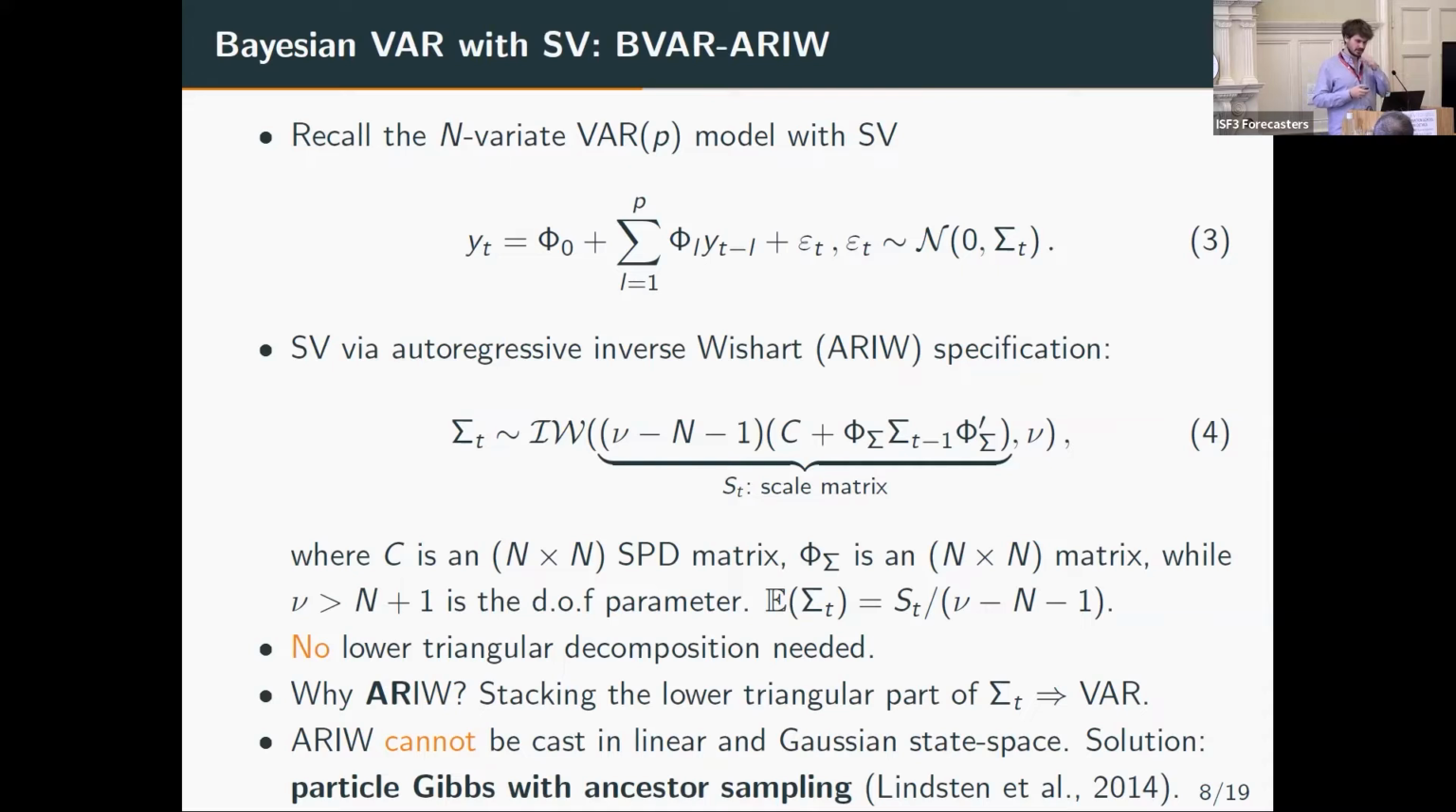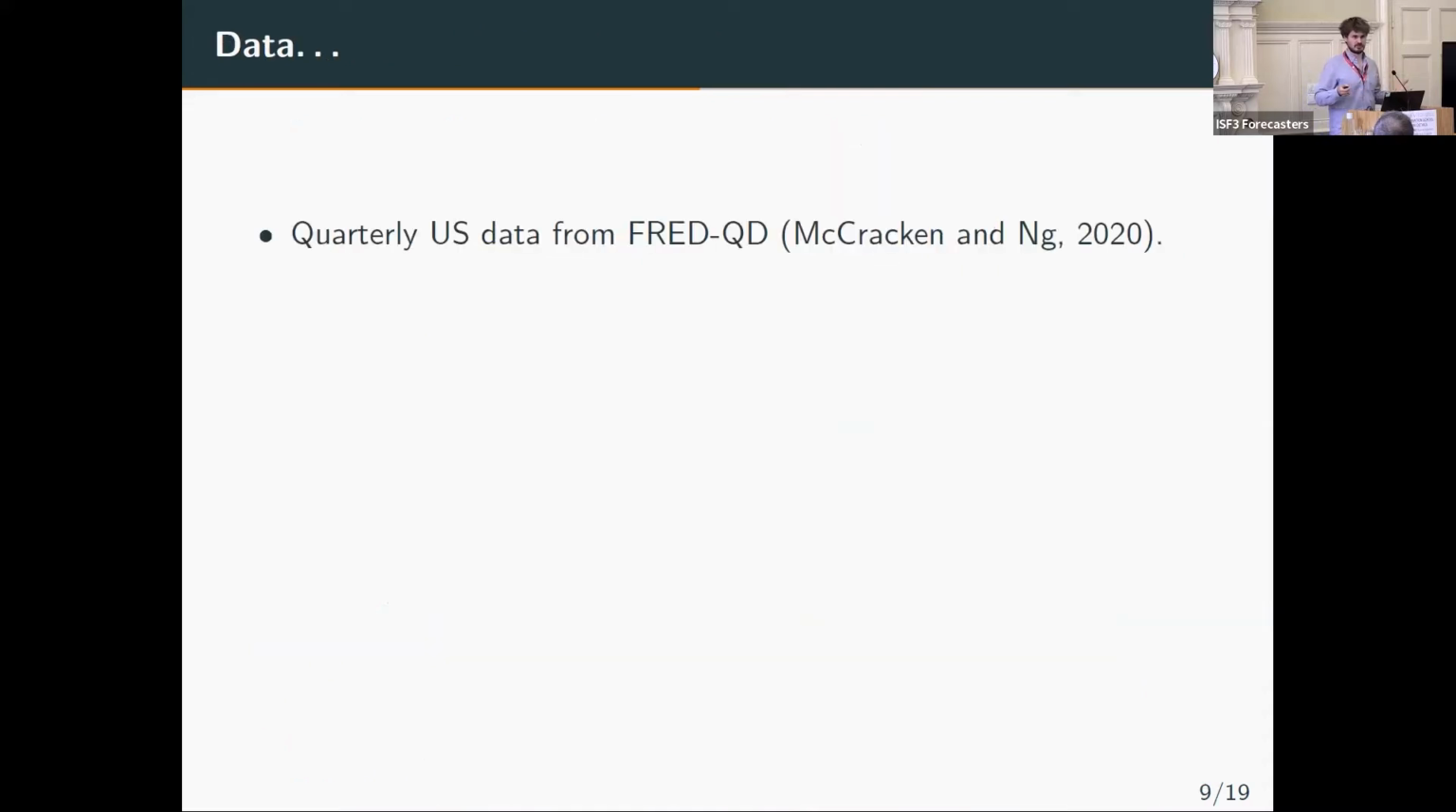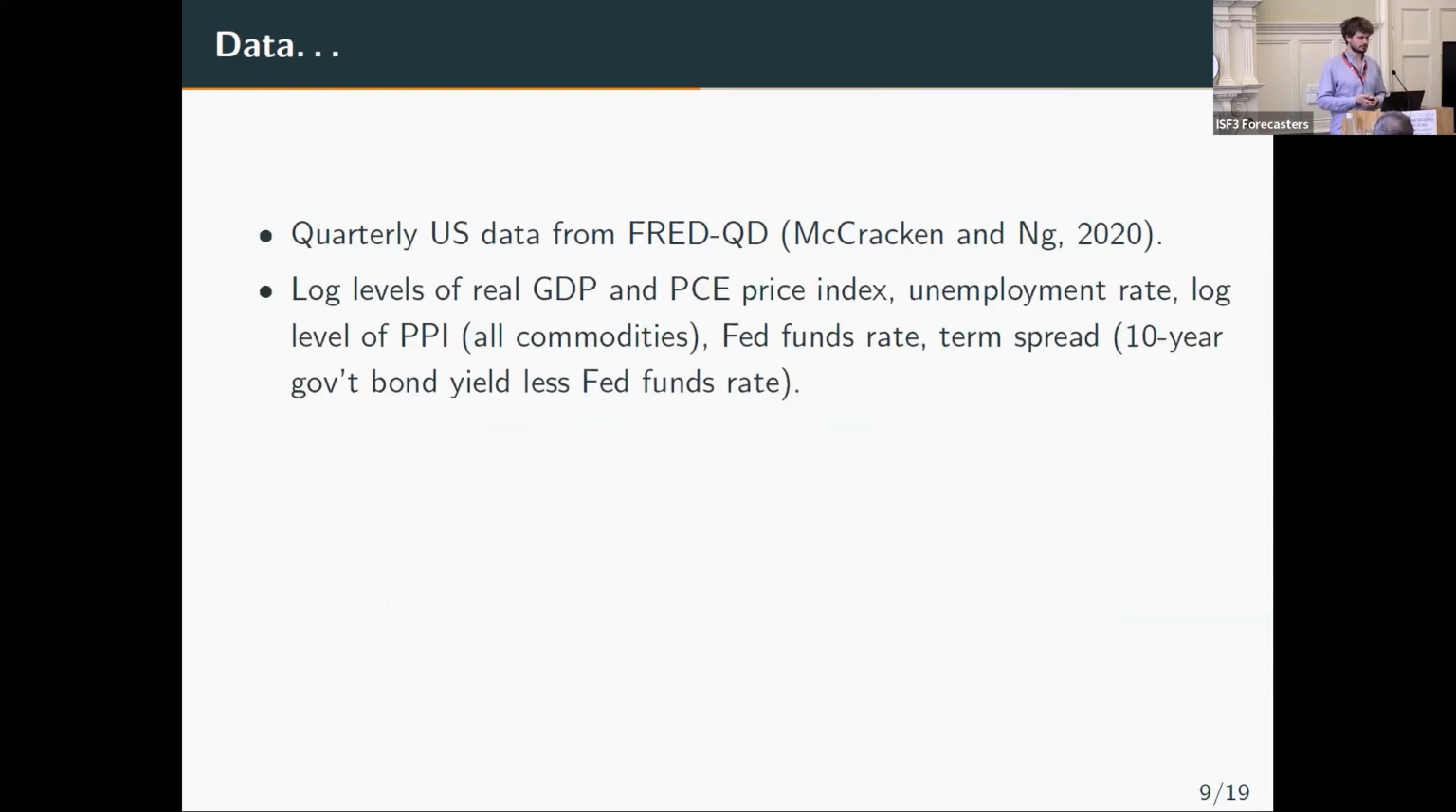So let's move to some application data. Very standard data. We use quarterly US data from the FRED. The model has 6 variables: log of real GDP, the price index, the unemployment rate, then the log of PPI, then the Fed funds rate, and the term spread. So we try to put some real variables, some nominal variables, as well as some financial variables. Again, this is really not so specific to the variables that you choose. For instance, we work on an application for the euro area, and the results are similar.